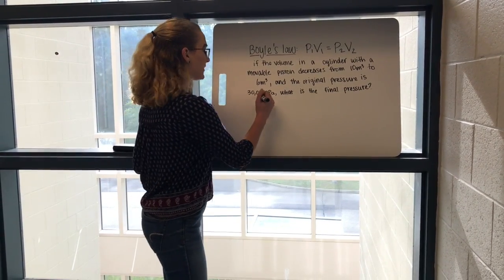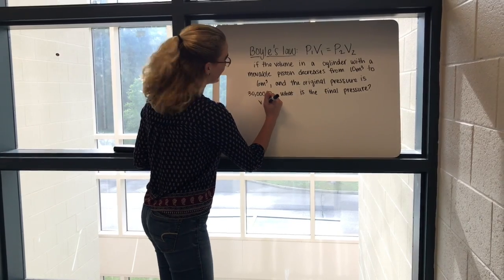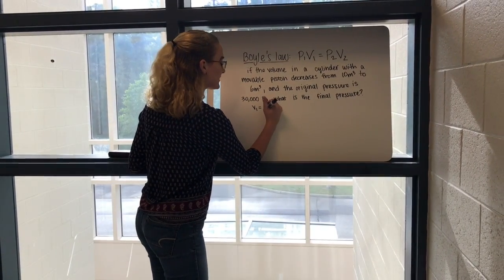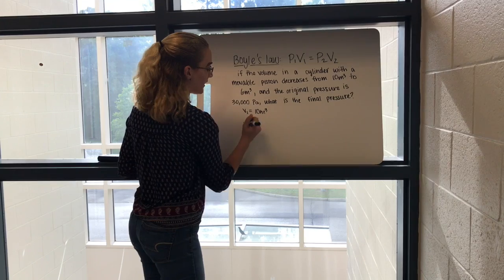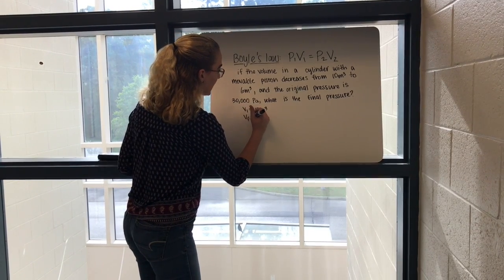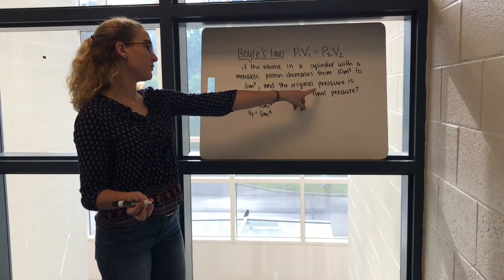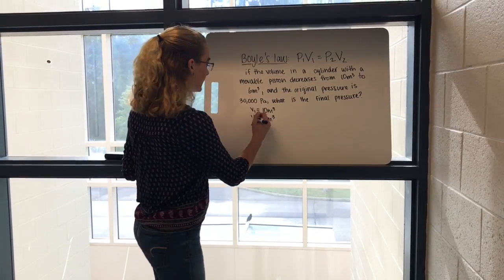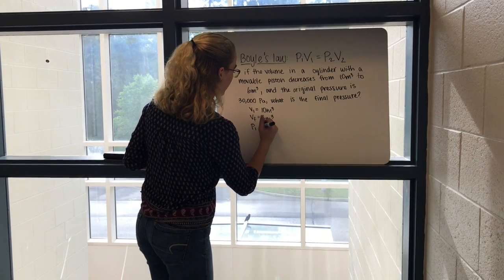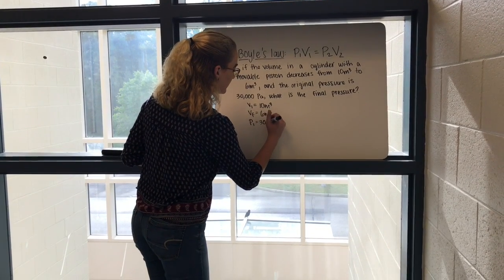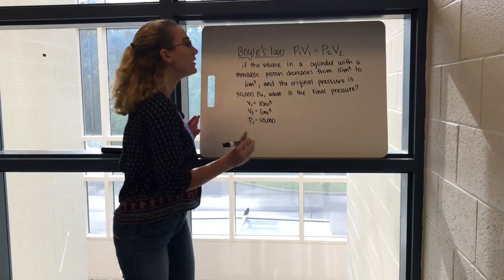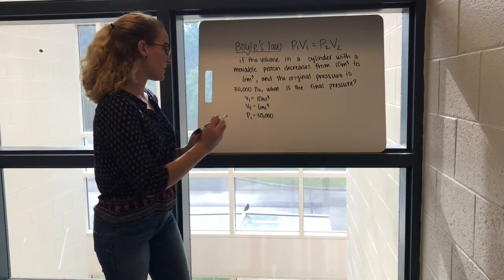Our given information: the initial volume is 10 meters cubed, and the final volume equals 6 meters cubed. And then we have the original pressure, which is the initial pressure, so P1 is going to be 30,000. So all we have to do is plug it into the equation.